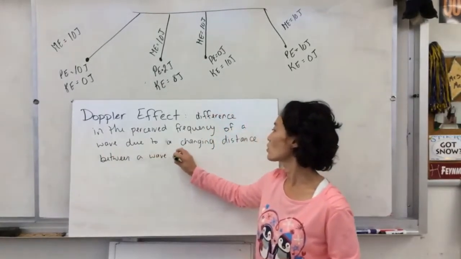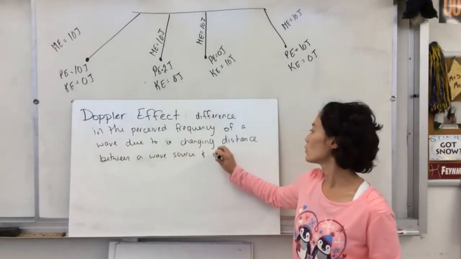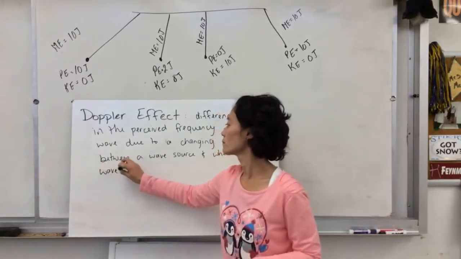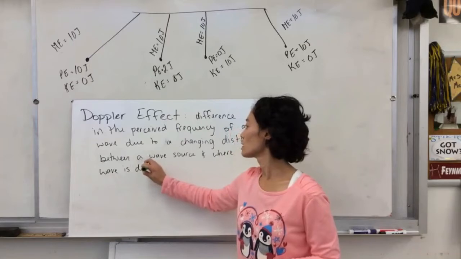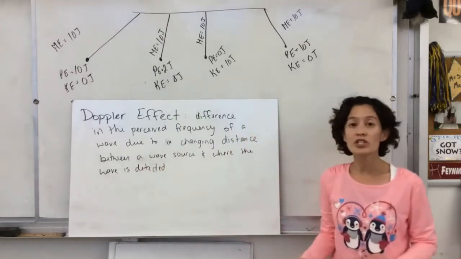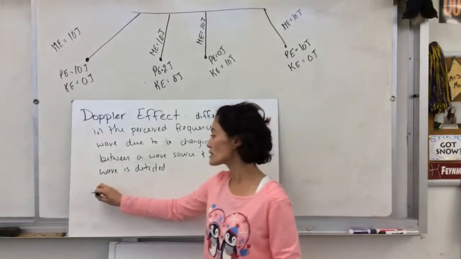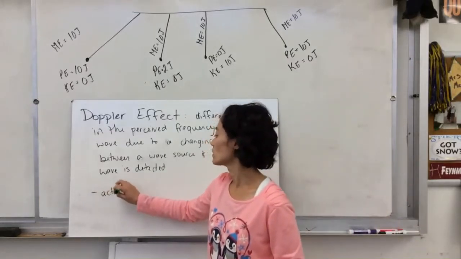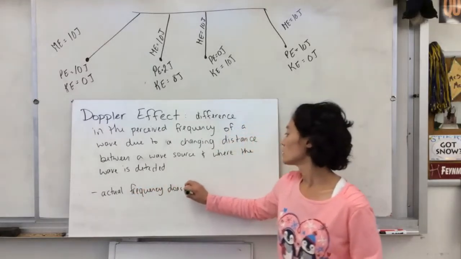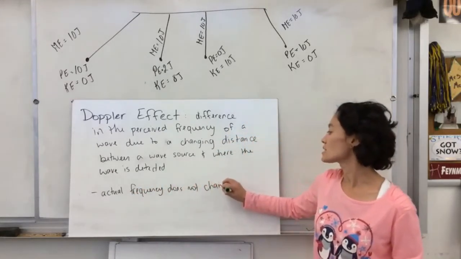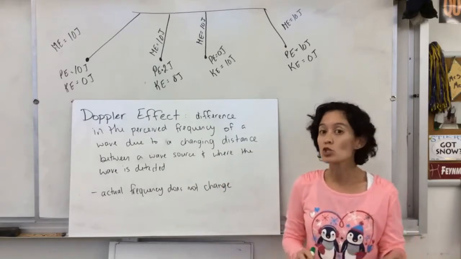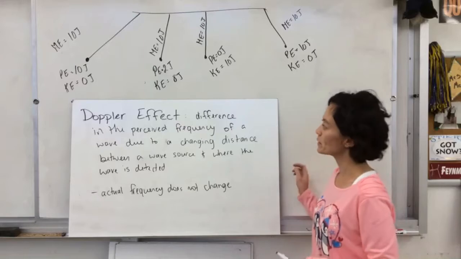Due to a change in distance between a wave source and where the wave is detected. And something to note is that it's a perceived shift in frequency, so the actual frequency does not change. It's just that the listener or the receiver of the wave perceives a different frequency, but the source has not actually changed the frequency value.